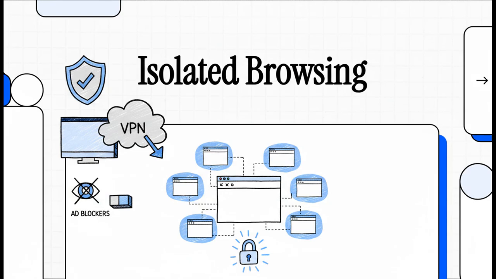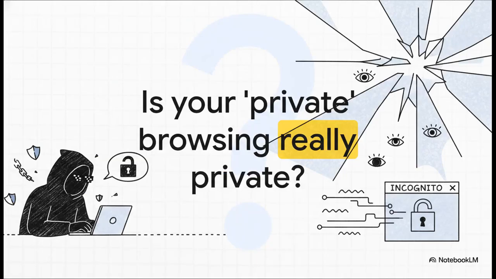So you think you're safe online, right? You've got your ad blocker, maybe even a VPN. But what if I told you the biggest vulnerability is the browser you're using right now? Yep. Today, we're going to dive into a concept that completely flips the script on web privacy. It's called isolated browsing.